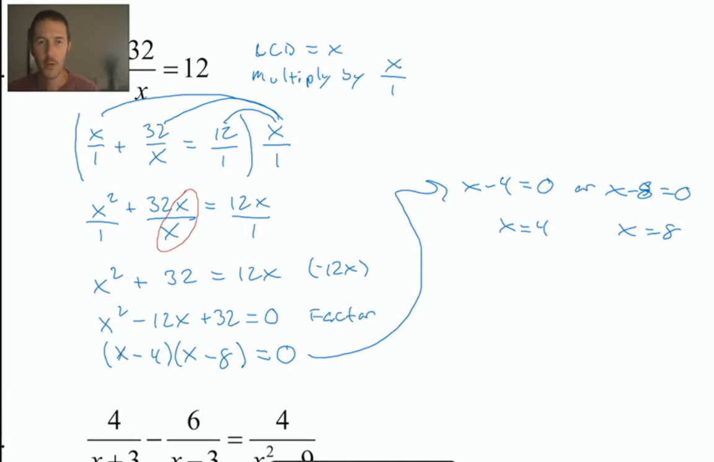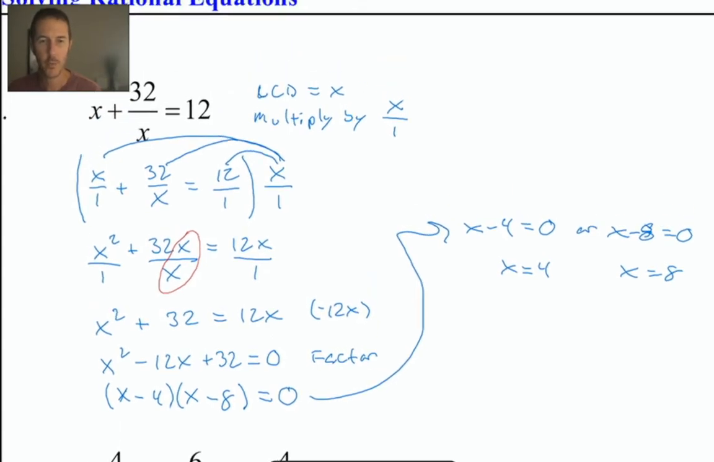Potentially. Don't forget to do a check. Anytime you're working with an equation that has a variable in the denominator, you shouldn't submit final answers until you just take a quick glance and make sure that plugging these two potential x values, in this case, back into the original equation isn't going to accidentally cause division by 0.